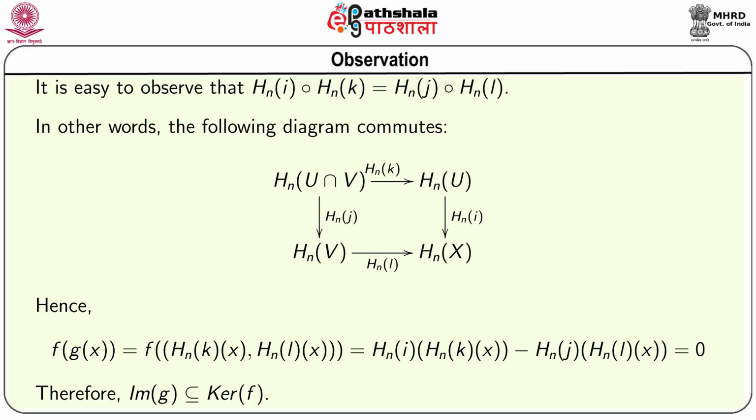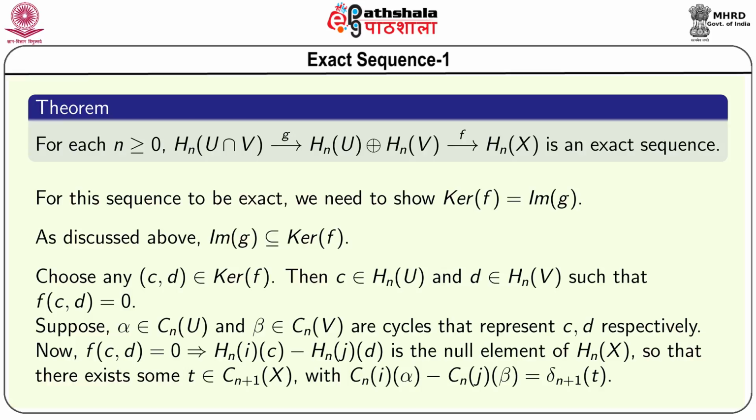Now, with this observation, we establish our first exact sequence: for each n greater than or equal to 0, H n of U intersection V to H n U direct sum H n V to H n X. If we take this sequence, then we have already defined the maps G and F between these groups. We have to show that this sequence is exact.